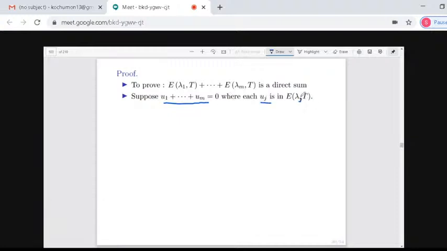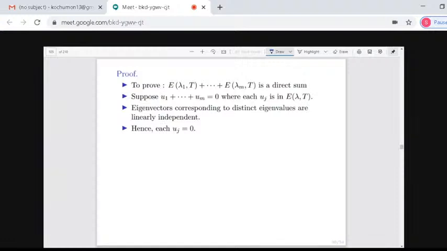Okay, this is E_λj T. Okay, there is a typo here. This is U_j in E_λj T. Then eigenvectors corresponding to distinct eigenvalues are linearly independent, that we have noticed. Hence, each u_j is equal to 0.